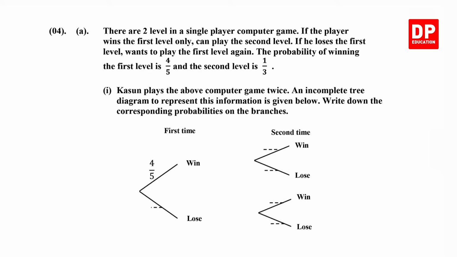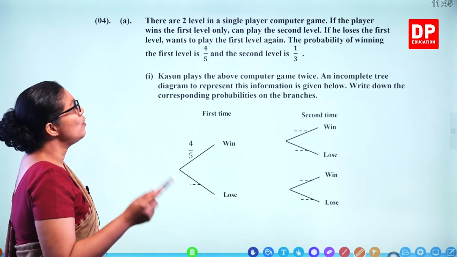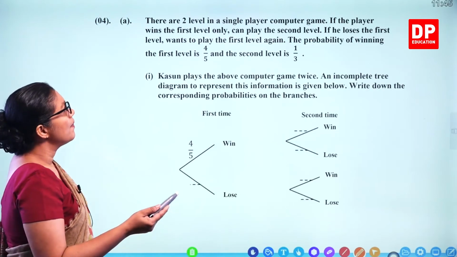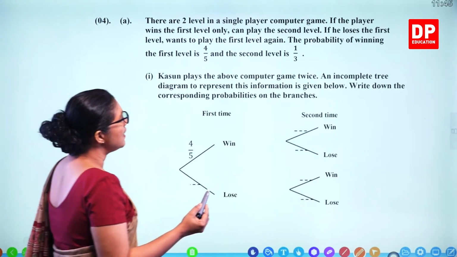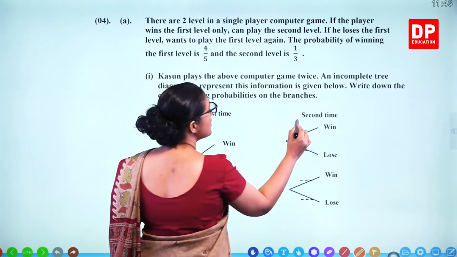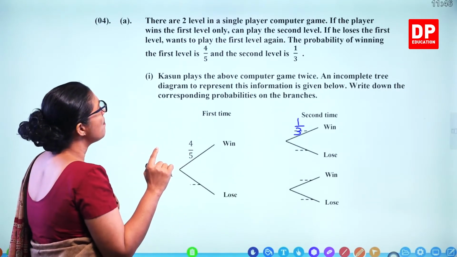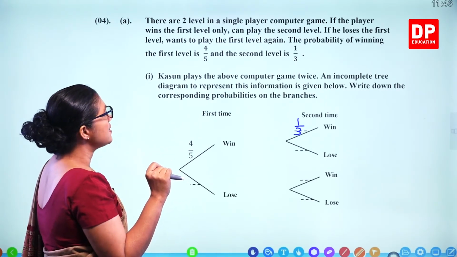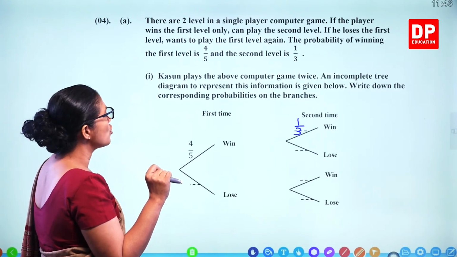There are 2 levels in a single player computer game. If the player wins the first level only, can play the second level. If he loses the first level, wants to play the first level again. The probability of winning the first level is 4 over 5 and the second level is 1 over 3. Kasun plays the above computer game twice. An incomplete tree diagram to represent this information is given below. Write down the corresponding probabilities on the branches.